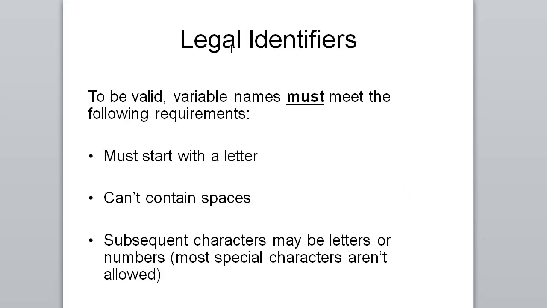So here's the rules for legal identifiers. Whenever you create a variable name, you have to start with a letter. You can't use any spaces. And you're allowed in subsequent characters to use a combination of letters, numbers, and even a couple special characters, but most aren't allowed.